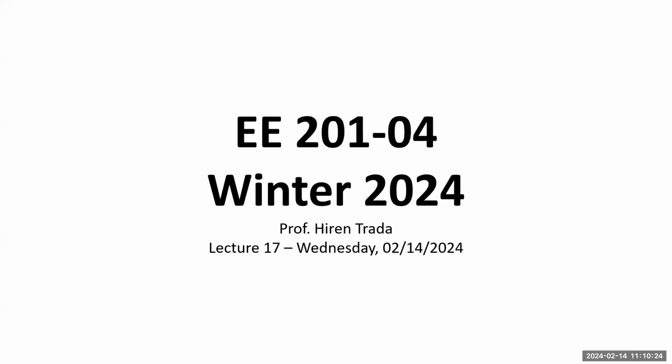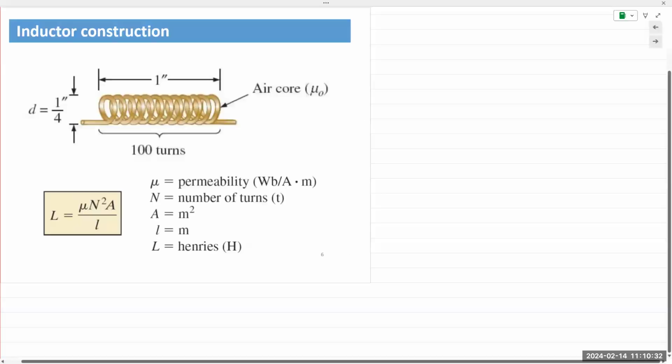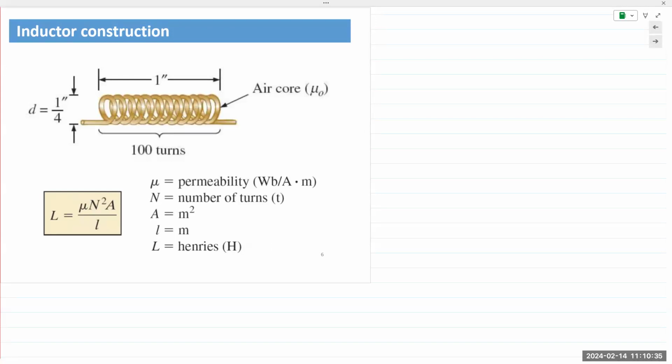Let's continue discussion on chapter 3 and look at the physical construction of an inductor. An inductor is nothing but a spiral coil of a conducting wire. Each loop that you see in here is referred to as a turn. So a loop of an inductor is referred to as a turn, and the number of turns in an inductor is given by the uppercase letter N.